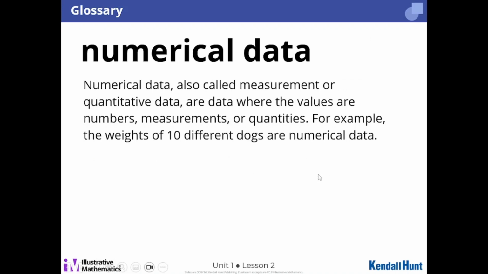Our next term is numerical data. Numerical data, also called measurement or quantitative data, are data where the values are numbers, measurements, or quantities. For example, the weights of 10 different dogs are numerical data.